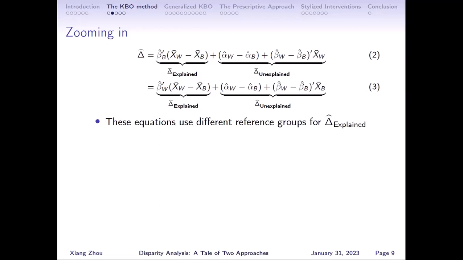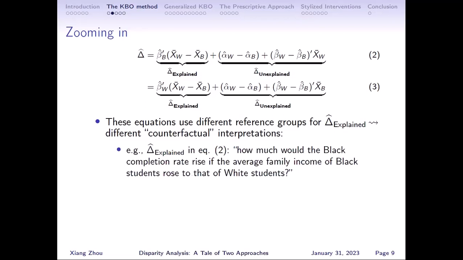So these equations use different reference groups for the explained component, right? Which gives us different, quote unquote, counterfactual interpretations. For example, the explained component in equation 2 could be interpreted as how much the Black completion rate will rise if the average family income of Black students rose to that of white students. Whereas the explained component in equation 3 would be more like how much the white completion rate would drop if the average family income of white students declined to that of Black students.